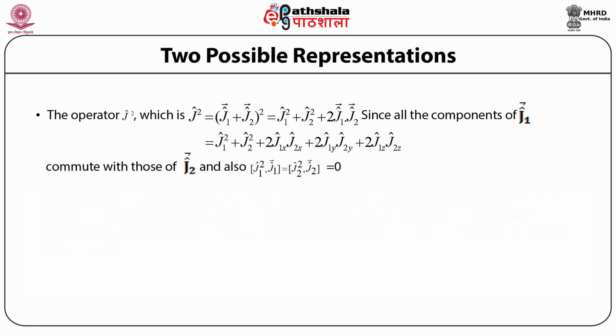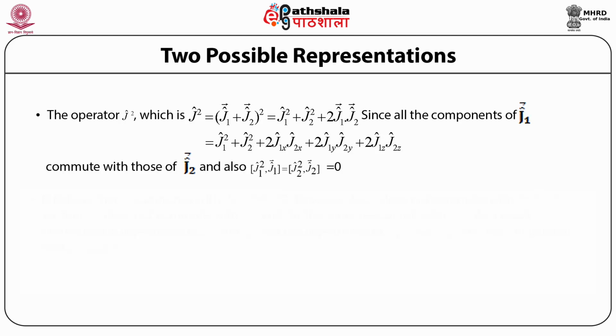Now, since all the components of the angular momentum associated with the first particle, J1, commute with those of the angular momentum operator J2, and also the commutation of J1 squared with J1 is equal to the commutation of J2 squared with J2, which is equal to 0, this means that not only do all the components of J1 commute with J2 of the two particles 1 and 2 respectively, but even the square of J1 commutes with the operator J1, and similarly the square of J2 commutes with the operator J2.